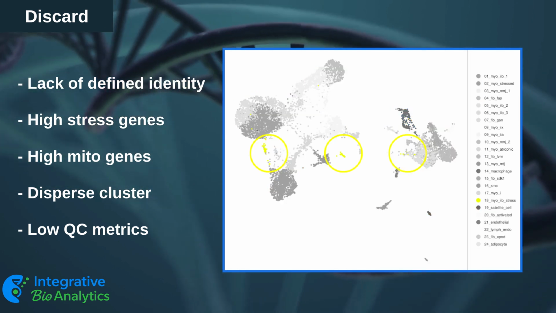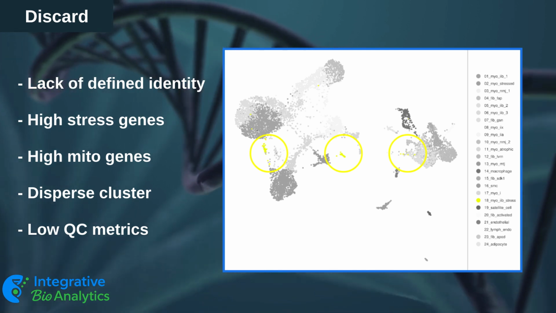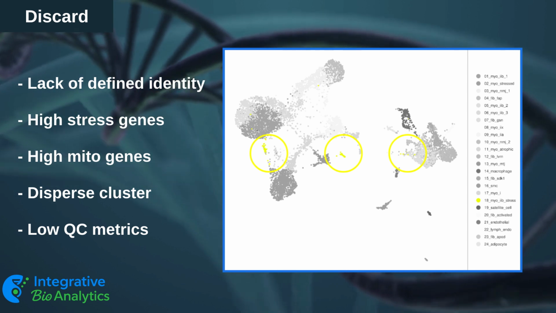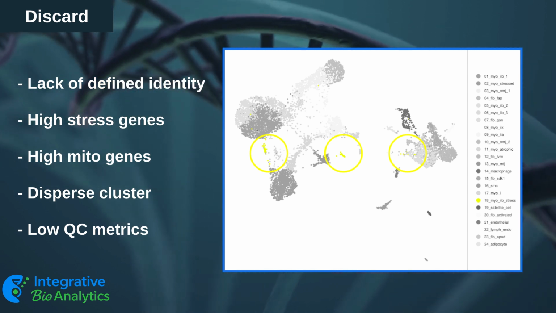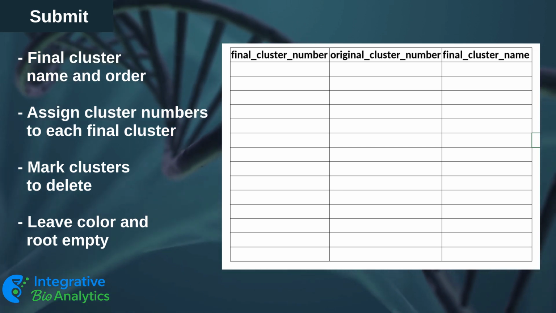Take this cluster for instance. It's spread across the UMAP because the main markers are stress and mitochondrial genes. That's a classic sign of cells damaged during tissue dissociation. It should be discarded. Now you are ready to complete the Excel file with the clustering proposal.